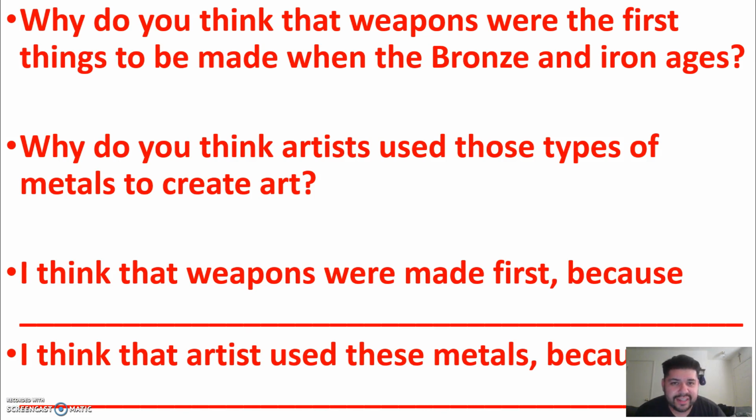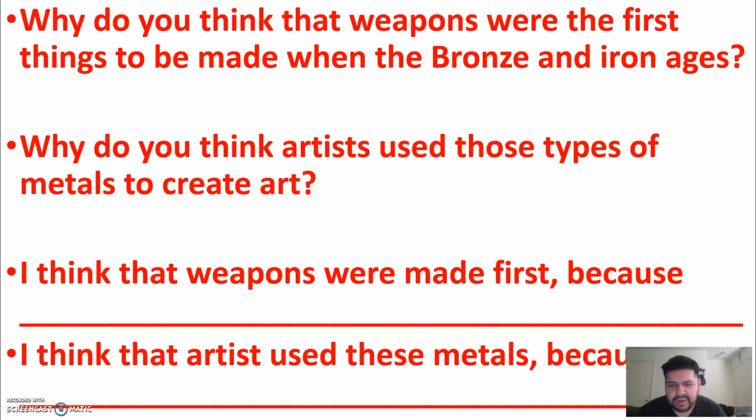Now, here is your second question. Why do you think that weapons were the first things made when the Bronze and Iron Age came about? Why do you think it was weapons first and not something else? Why not art stuff? Why not just basic tools? If you need help to start it off, it's on the bottom. I think that weapons were made first because, explain.